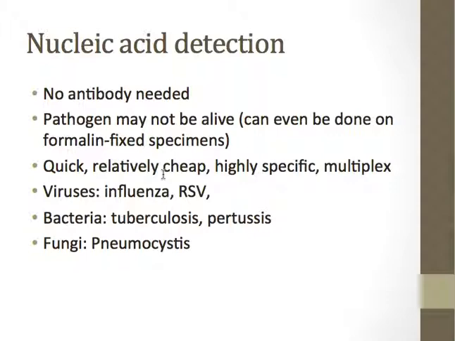That means you put primers for lots of different kinds of pathogen together in the same tube and then detect all the answers. You can do it for viruses, particularly for influenza and RSV. Bacteria, we do it for tuberculosis and pertussis. And for fungi, it's particularly useful for the diagnosis of pneumocystis, much easier than the silver stain.